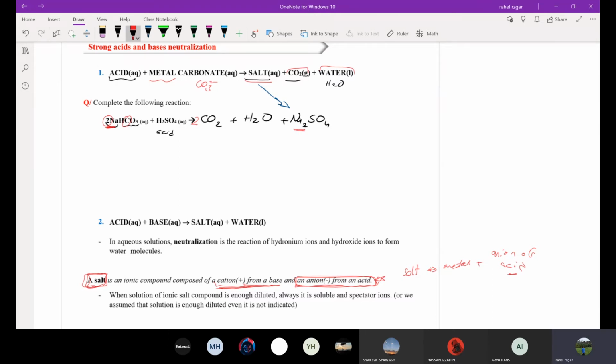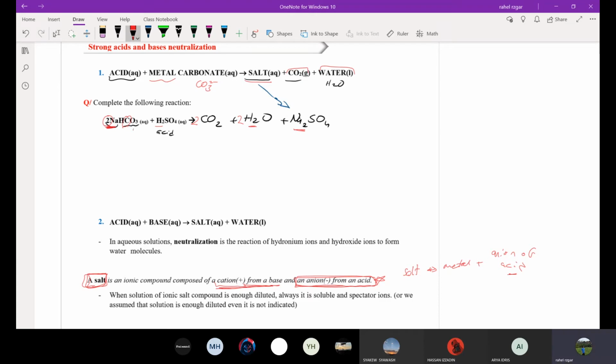So now hydrogen. How many hydrogens do you have? 2 here, 2 there, so we have 4 hydrogens on the reactant side. But we only have 2 on the product side. We add 2 here, so it becomes 4. Now the oxygen must be balanced.